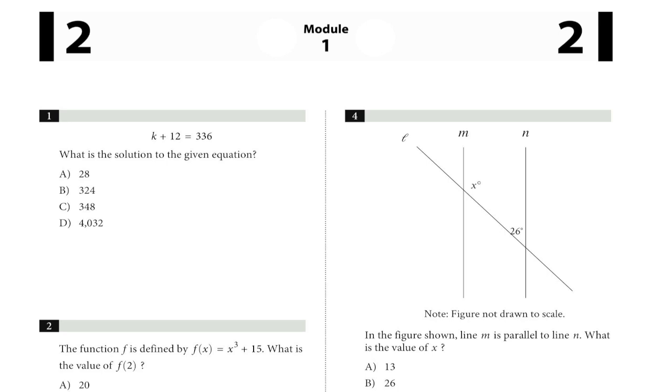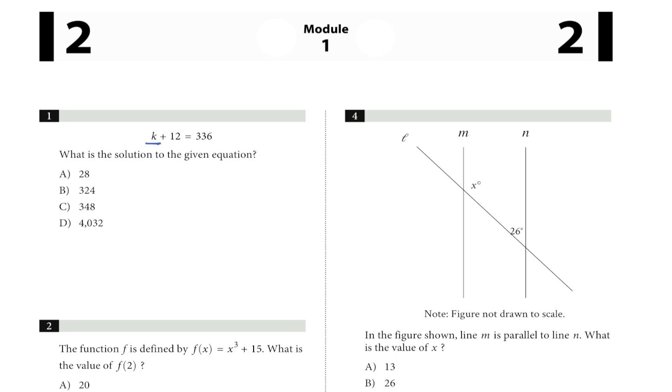All right, so this first problem. Number 1 says, what is the solution to the given equation? So remember, if they're ever asking for a solution, we're usually going to solve for x, and I should really say we're usually going to solve for the variable, because here we're obviously solving for k.